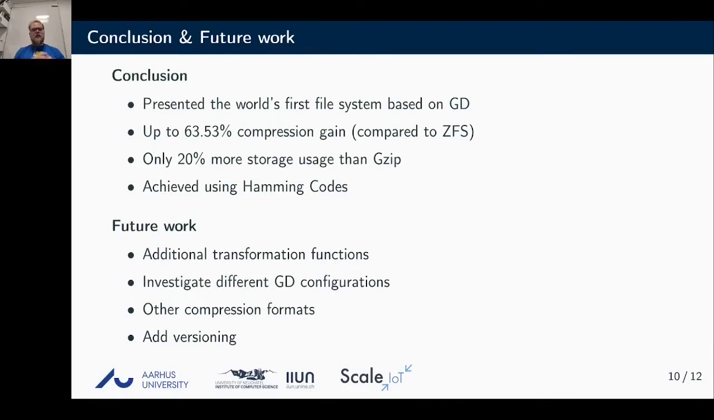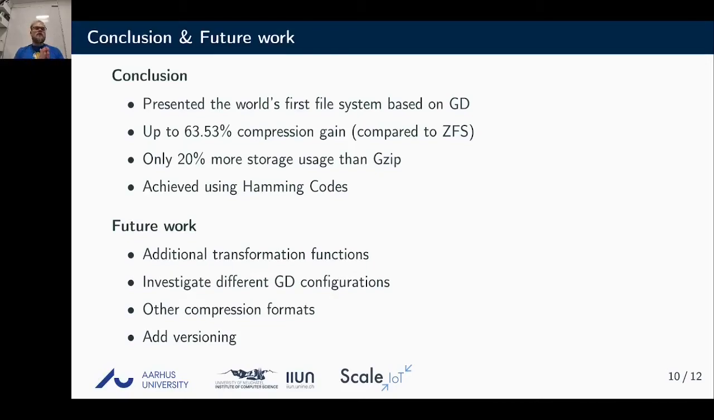So what can we actually conclude? Well, we have presented the world's first file system based on generalized deduplication, and we are able to create a file system based on this, which is pretty significant and pretty amazing. We have also shown that we can provide significant gains compared to ZFS, in particular for VDI files, where we provided 63.53% compression gain compared to ZFS and compared to ext4, and that we were close to GZIP by only using 20% more storage than GZIP.